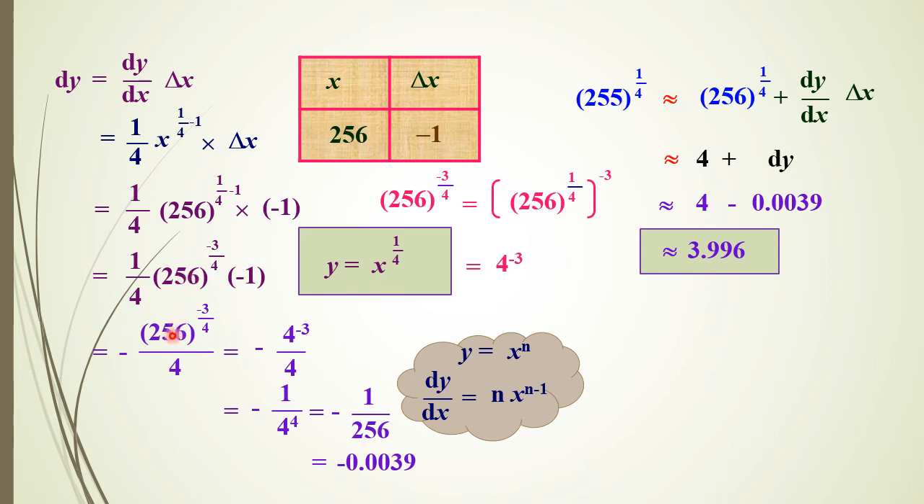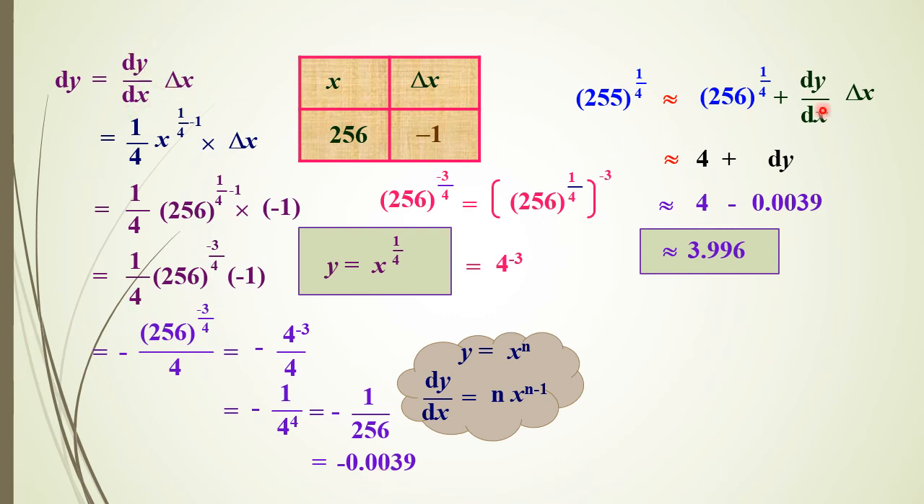256 can be written as 4 to the power 4, whole raised to minus 3 by 4. The 4s for both are gone, then 4 to the power minus 4 will be remaining. So next, after simplifying this term, you take it to the denominator side, so that 4 to the power 3 into 4 will be how much? 1 divided by 4 to the power 4, in the sense it is 256. After finding its simplification, you will be getting minus 0.0039. We have got right now the value of dy by dx into delta x.